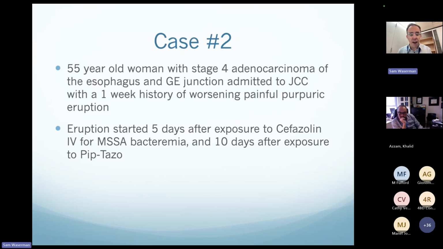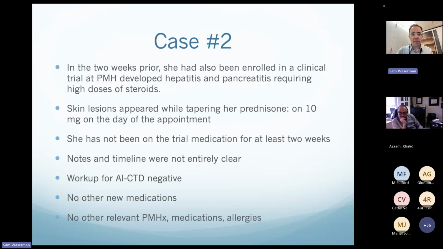It started 5 days after exposure to NSAID, which was being used to treat an MSSA bacteremia. To make things more complicated, prior to that, she was on Piptazo. And then to muddy the waters even more, she had been enrolled in a clinical trial at PMH, whereby she was on a checkpoint inhibitor, and then she developed a hepatitis and a pancreatitis.